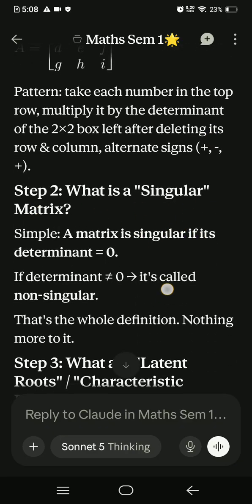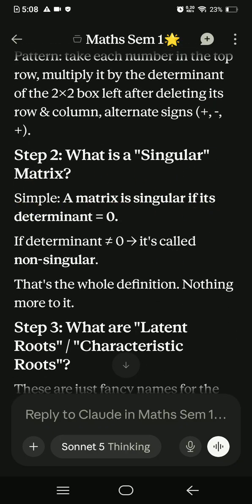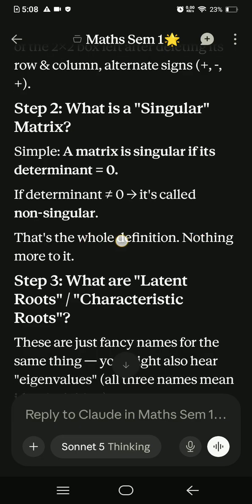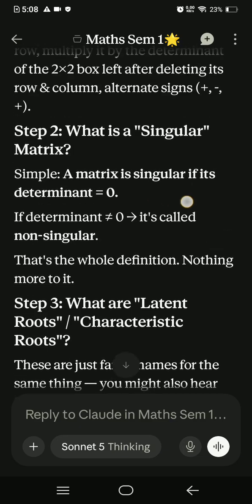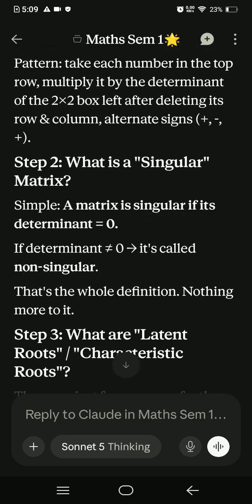What is a singular matrix? Let's see. Simple. A matrix is singular if its determinant is 0. So if the determinant is not equal to 0, it's called non-singular. That's the whole definition, nothing more to it. But why was it important to know? Maybe it showed that a solution exists or not, or something like that.